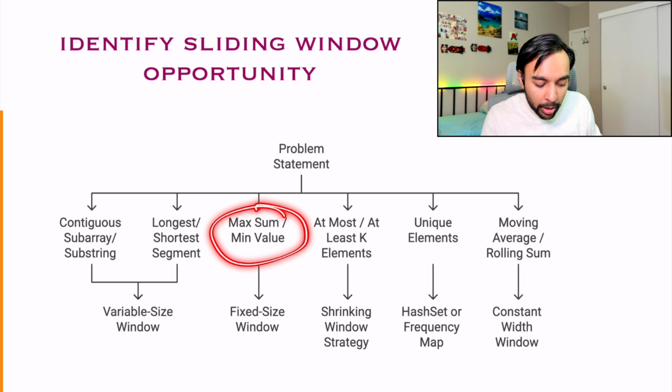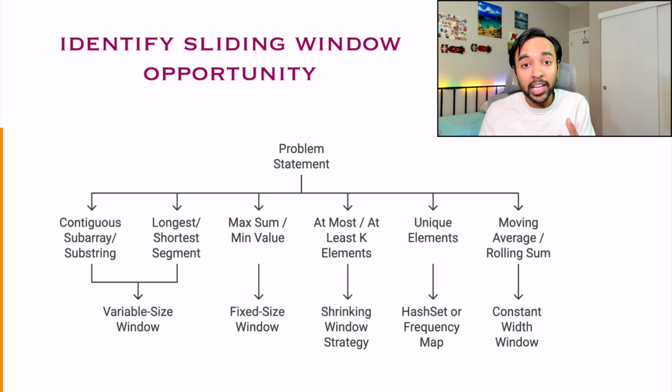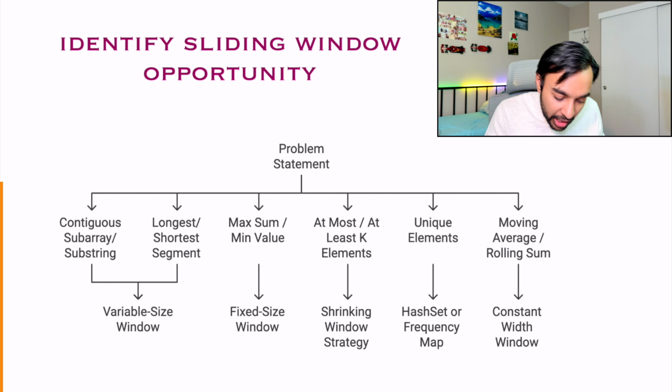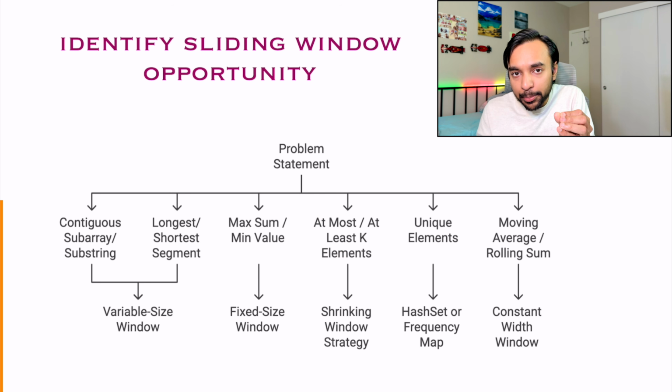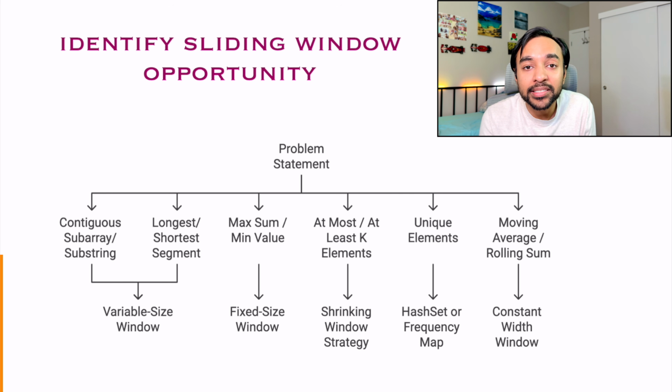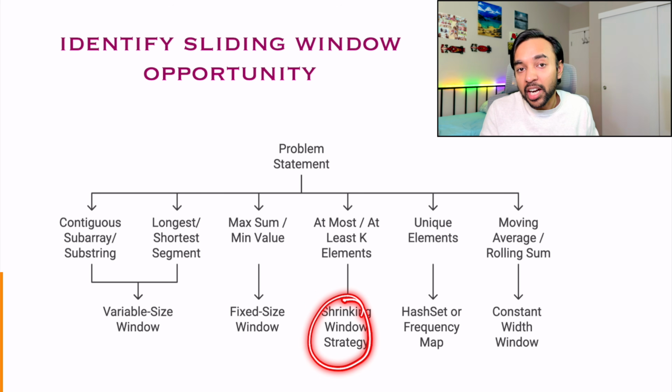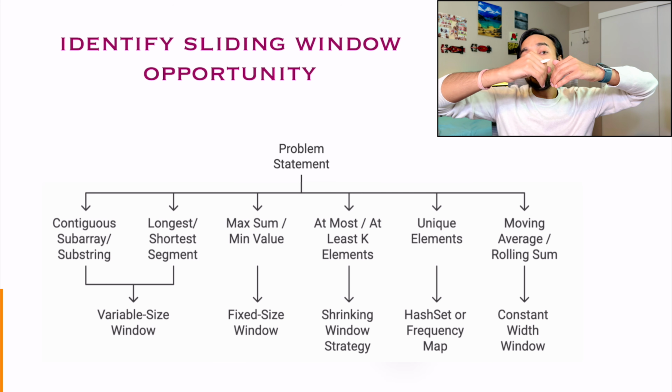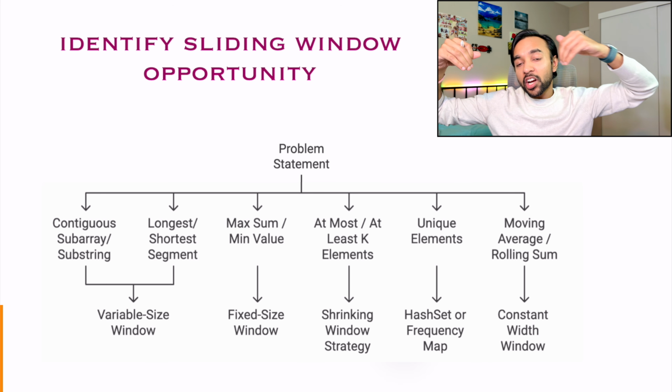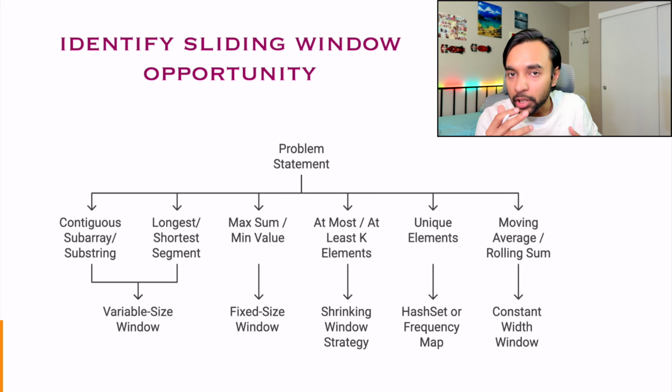When you're being talked about the maximum sum or a minimum value between certain k elements, it means you're looking at a fixed size sliding window. If you're looking at most k elements, then you want the minimum possible sum. You want the minimum possible elements. It means a shrinking window strategy, meaning you will try to include more and more elements and then try to shrink it as per your requirement, as per the condition that you want to meet.